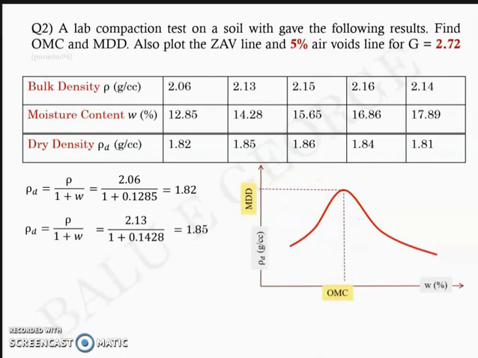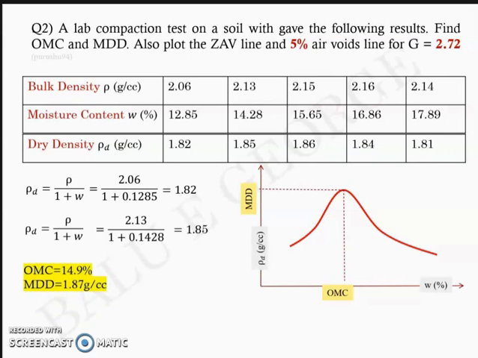So in the exam, you'll be given a graph sheet. In the graph sheet, once you draw this plot, you can draw a straight line and try to get the value corresponding to MDD and OMC. So in this particular question, when solved using an Excel sheet, the value I get is around 14.9% for OMC and 1.87 gram per cc for dry density.